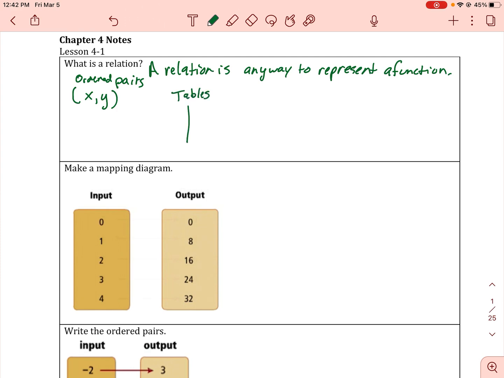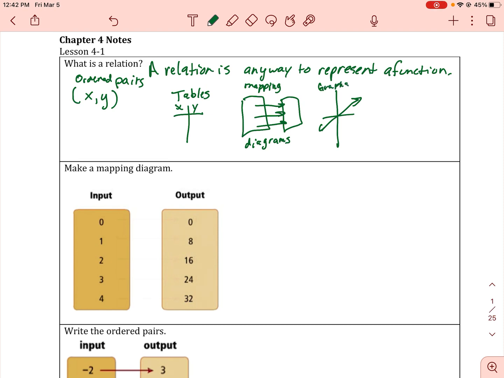T-tables, tables or charts, right, where we have X and Y. Here we are going to discuss mapping diagrams. This one is new. Graphs. We've just got done talking about graphs. And equations. These are all relations. These are all representing functions.